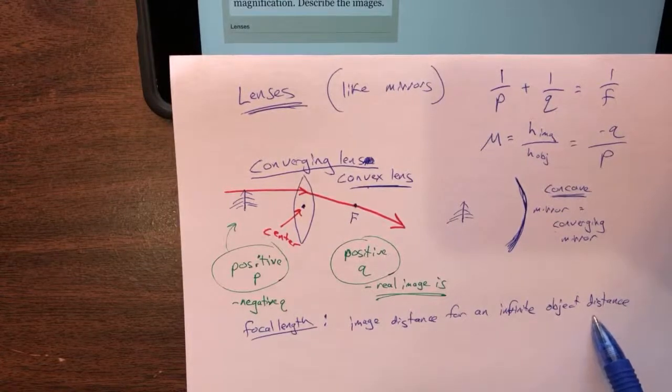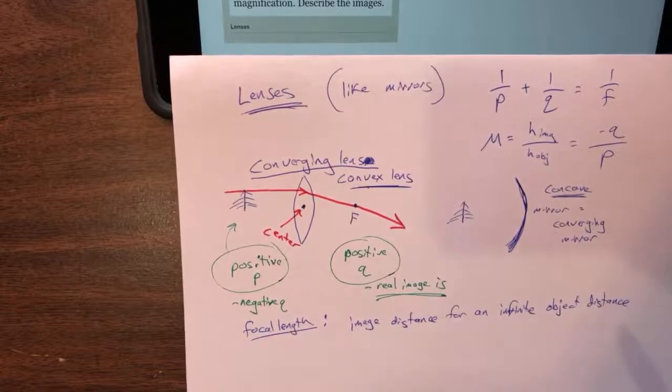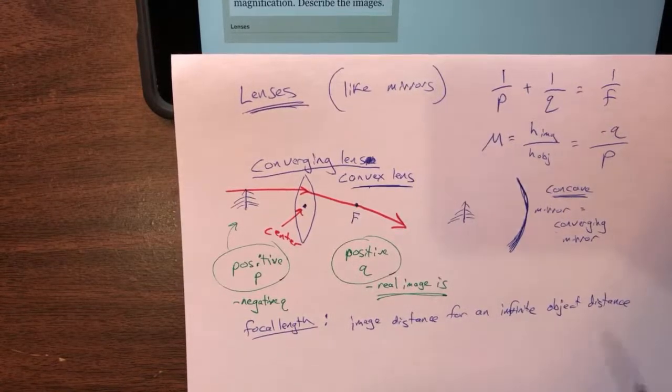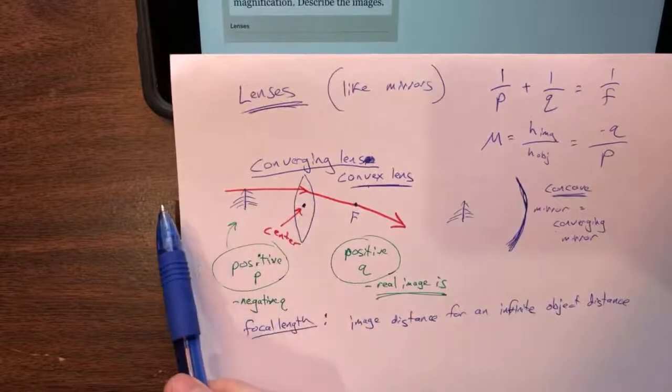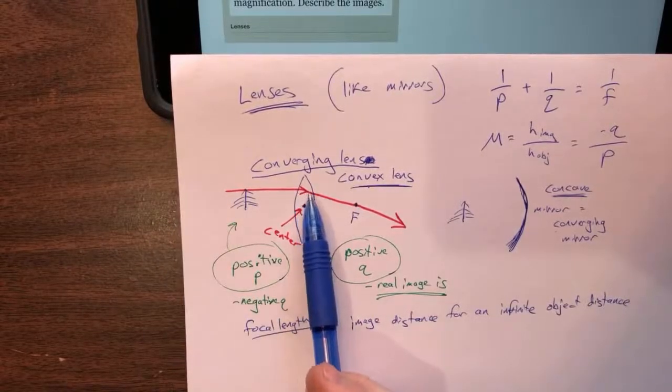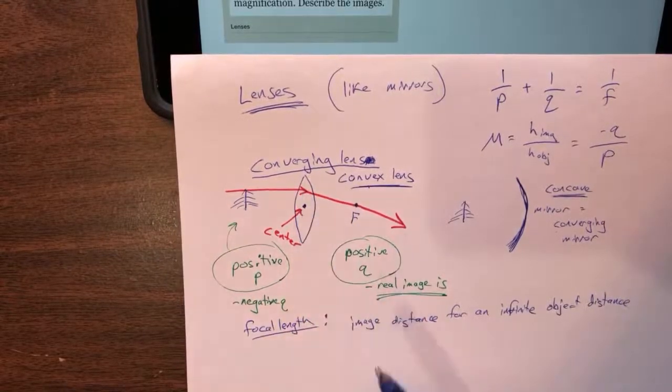But of course, we can approximate things that are fairly far away, like 20 feet away, as infinite, even though it's not really infinite. Why do we need infinite? It's infinite simply because we need parallel lines. When parallel light comes through the lens, it goes through the focal point.